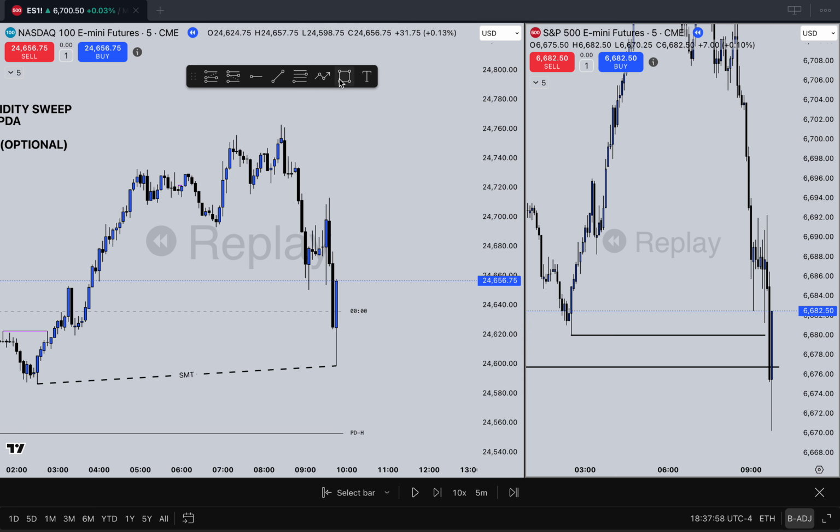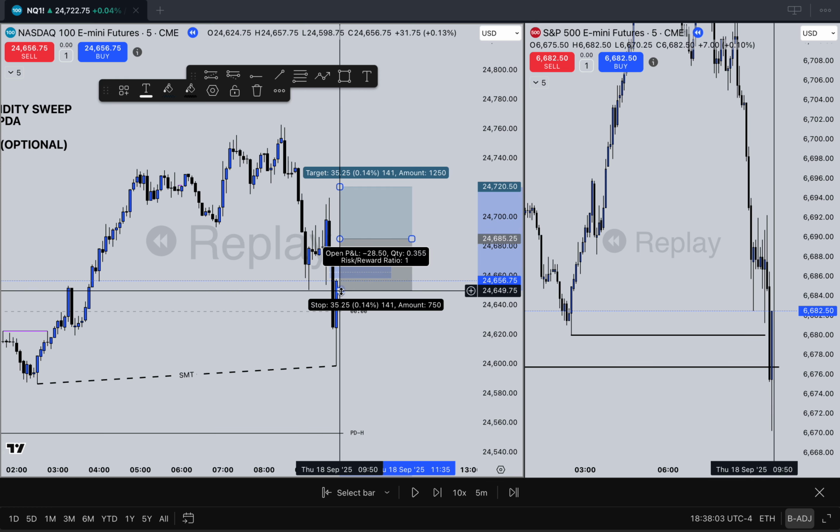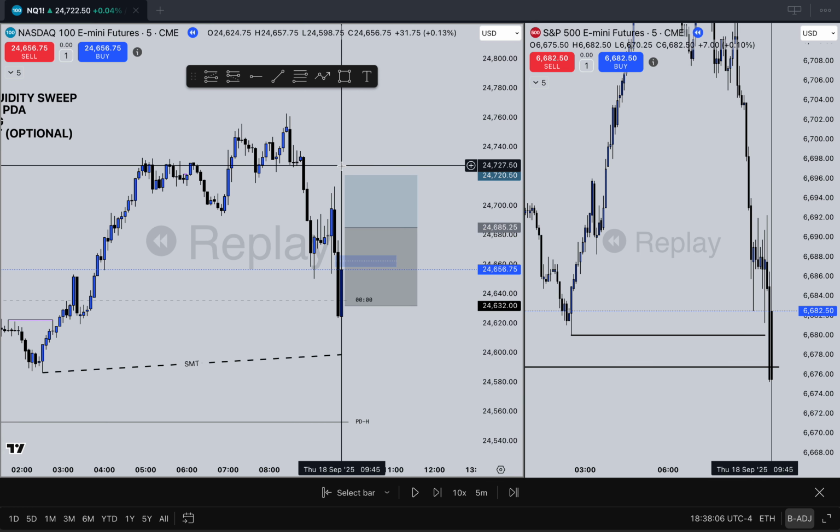So now I'm waiting for this fair value gap to get inverted. And my entry would look a little something like this.